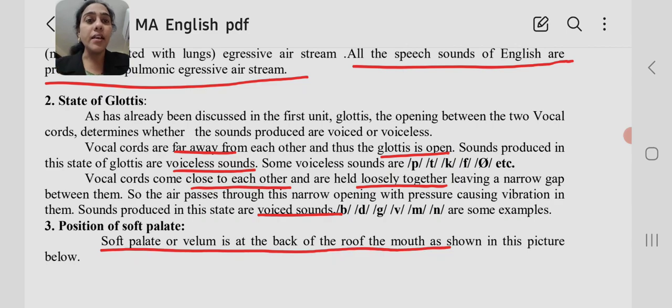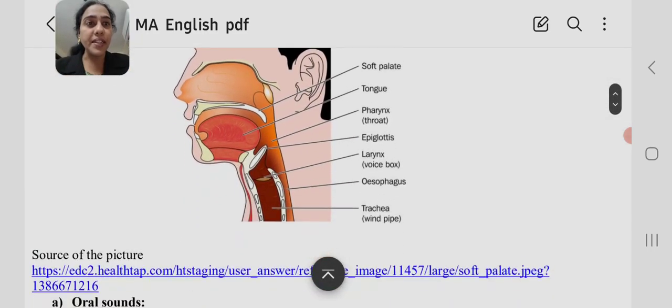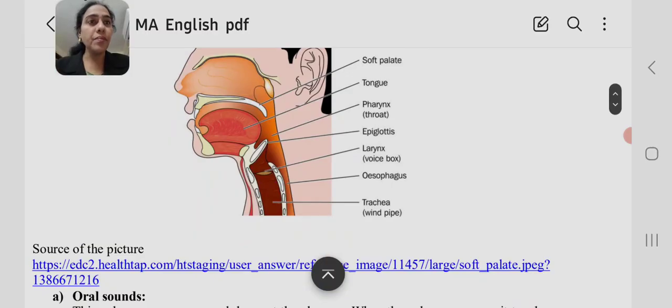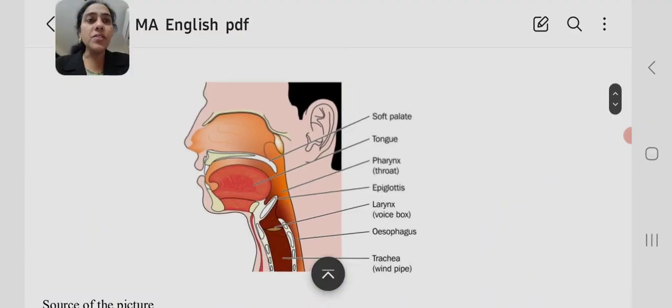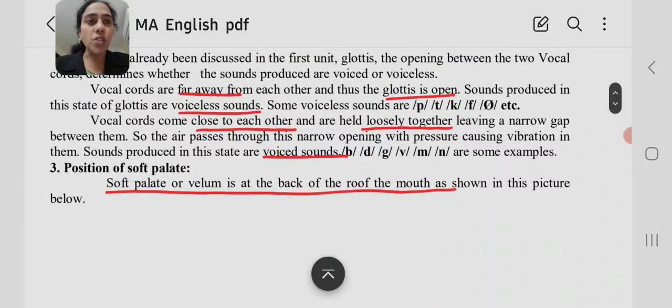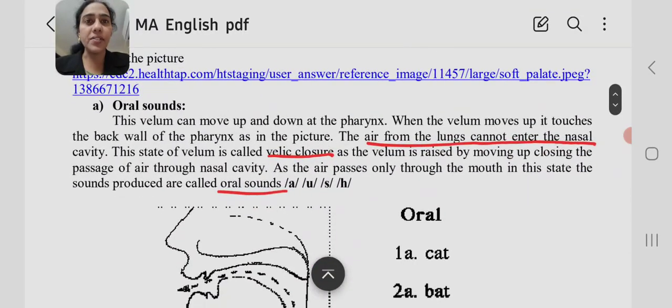I have shown you the soft palate yesterday, at the back of the roof of the mouth. I would like to show it again. Yes, the soft palate, back of the roof of the mouth. Here, based on the position of the soft palate, the consonants are also defined and described.